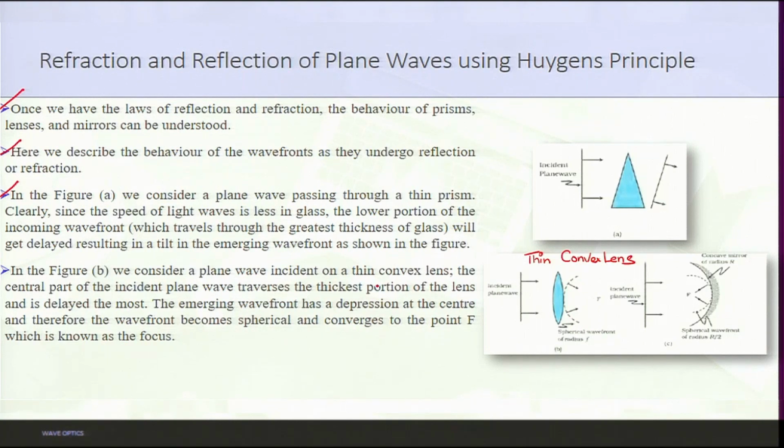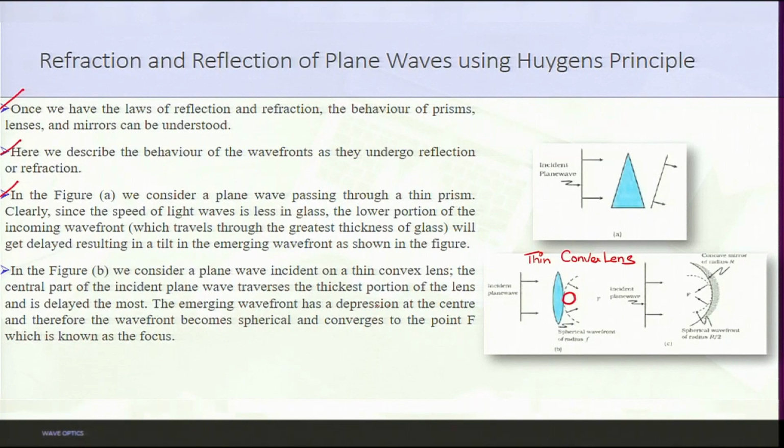So, that is what is written here. The central part of the incident wave traverses the thickest portion of the lens and is delayed the most. The emerging wavefront, as in the wavefront which has passed through the convex lens, has a depression at the center, quite evident. So, this is a depression here. If I have a piece of paper and I press it here, so if a molding happens like this, if there is a pressure or a groove here, this is nothing but known as a depression.